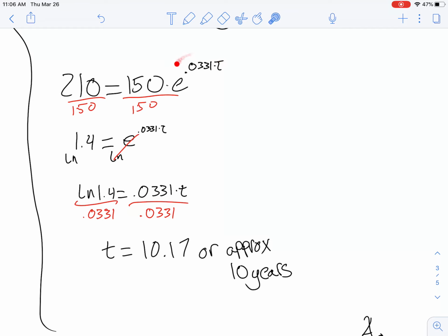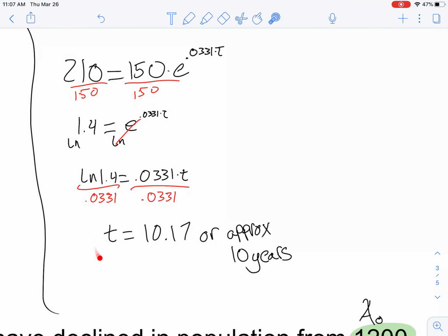And then we have 210,000, I just dropped the thousands here, equals 150 times e raised to the 0.331 times t power. So the first thing I did, I divided 150 to both sides so I can get e by itself. Once e is by itself, then I can natural log both sides to get rid of e. I'm left with the natural log of 1.4 equals 0.331 times t, and to get t by itself, I'm dividing 0.0331 to both sides. And then when we calculate that, we get 10.17, or approximately, it was asking in whole years, approximately 10 years.